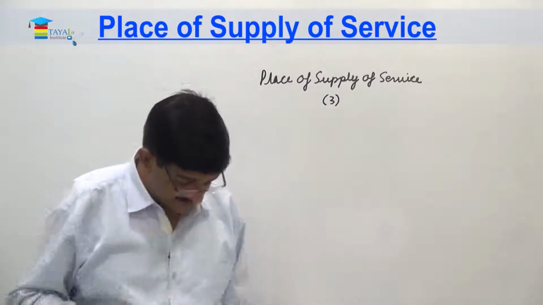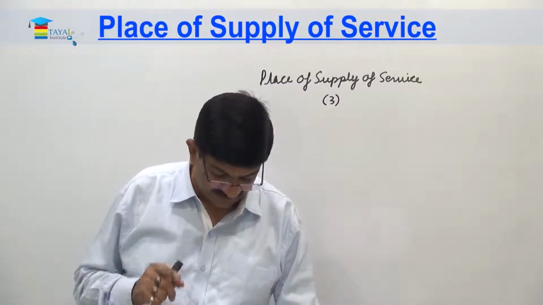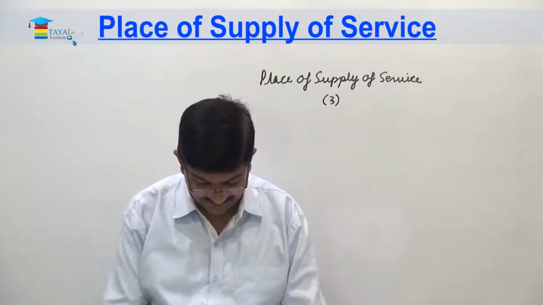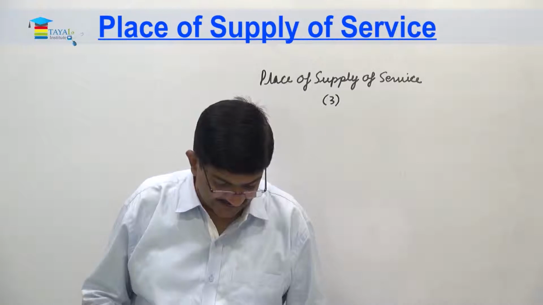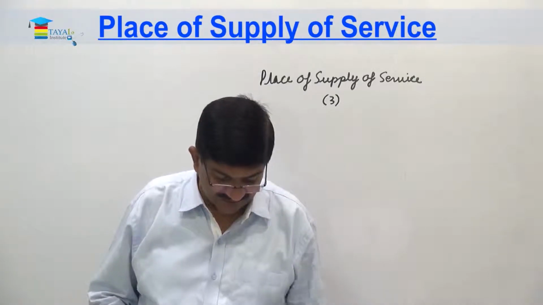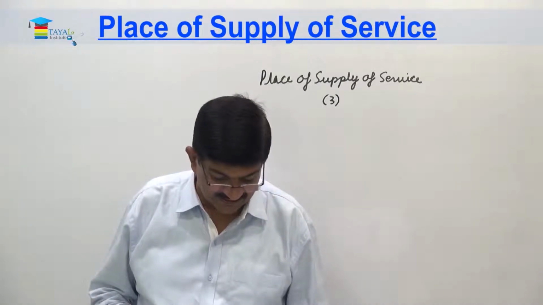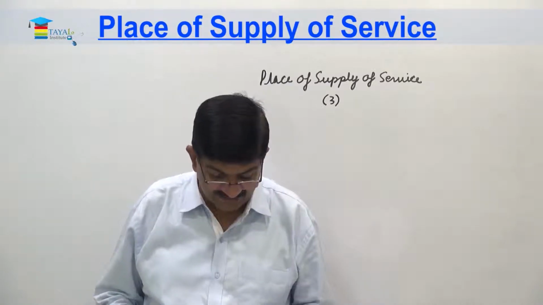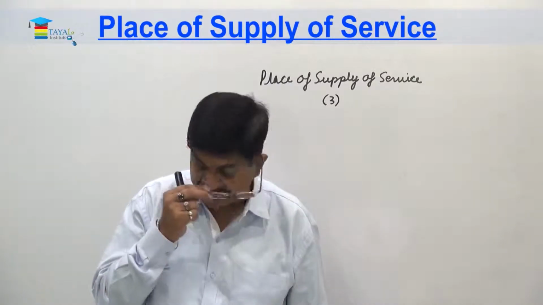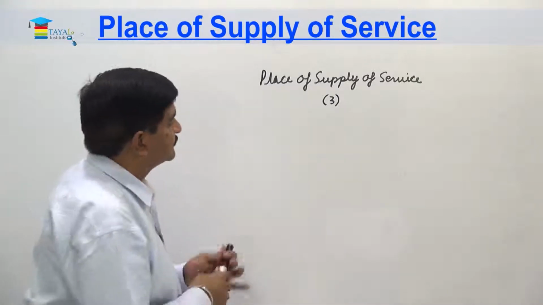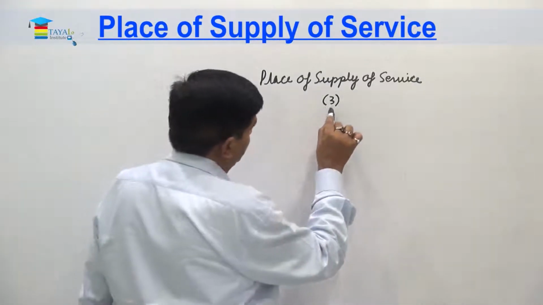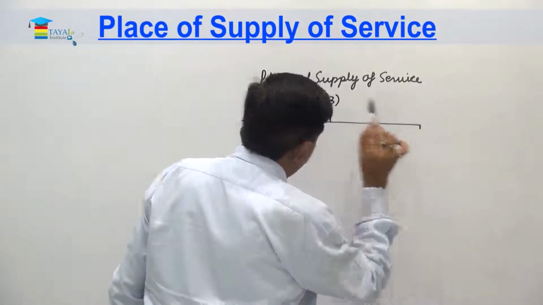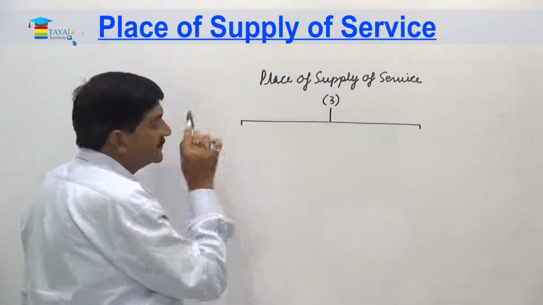Now you can read this. Clause A says services supplied in respect of goods which are required to be made physically available by the recipient of service to the supplier. And in clause B, you can say services supplied to the individual represented either as the recipient of service or a person acting on his behalf, which requires physical presence of the recipient or the person acting on his behalf. So in subsection 3, we have two situations covered.